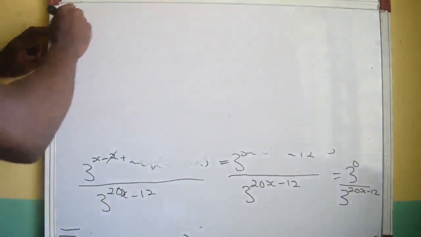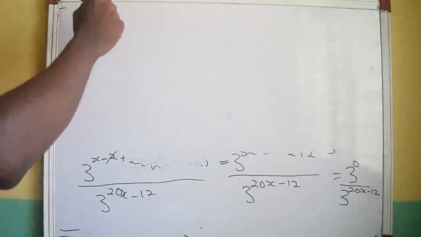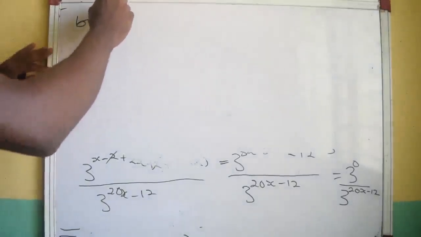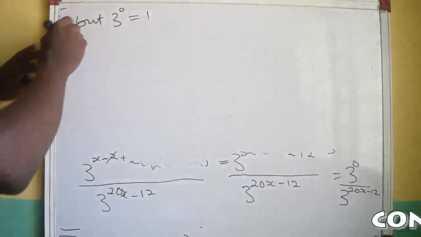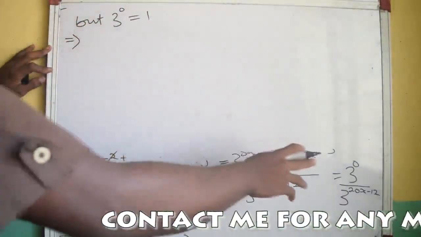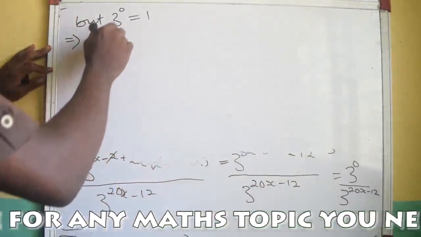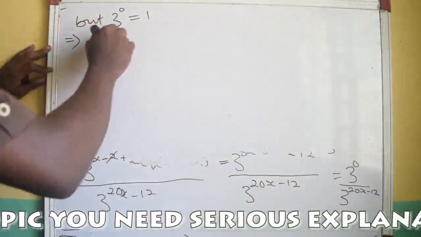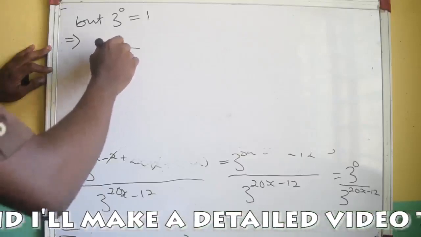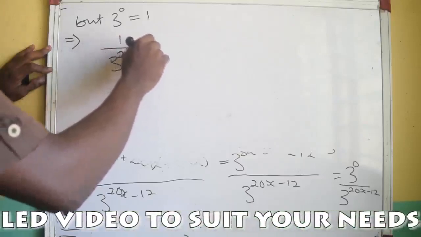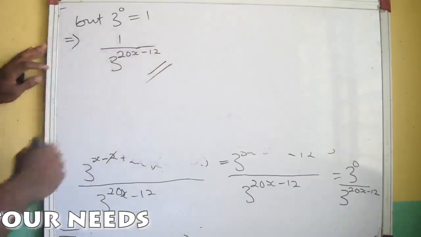Anything raised to the power 0 is 1, which means 3 raised to the power 0 will give us 1. So therefore, instead of writing this, we have 1 all over 3 raised to the power 20x minus 12. So this is the final answer.